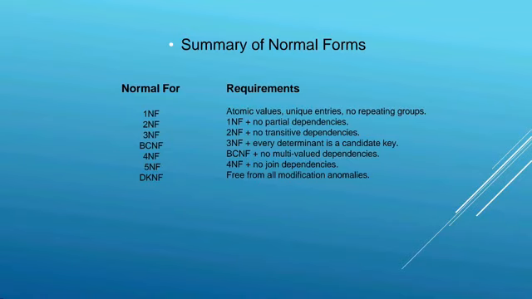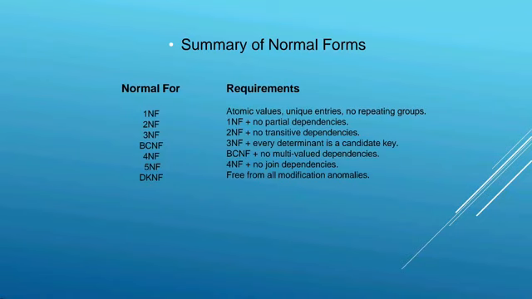3NF. In 3NF, we eliminate transitive dependencies. That means non-key attributes should only depend on the primary key, not on other non-key attributes. This helps make the structure even more focused and prevents indirect redundancy. BCNF, Boyce-Codd normal form. BCNF is a stronger version of 3NF. It says that every determinant must be a candidate key. So if any attribute determines another, it must be unique itself. This fixes certain edge cases where 3NF still allows anomalies.